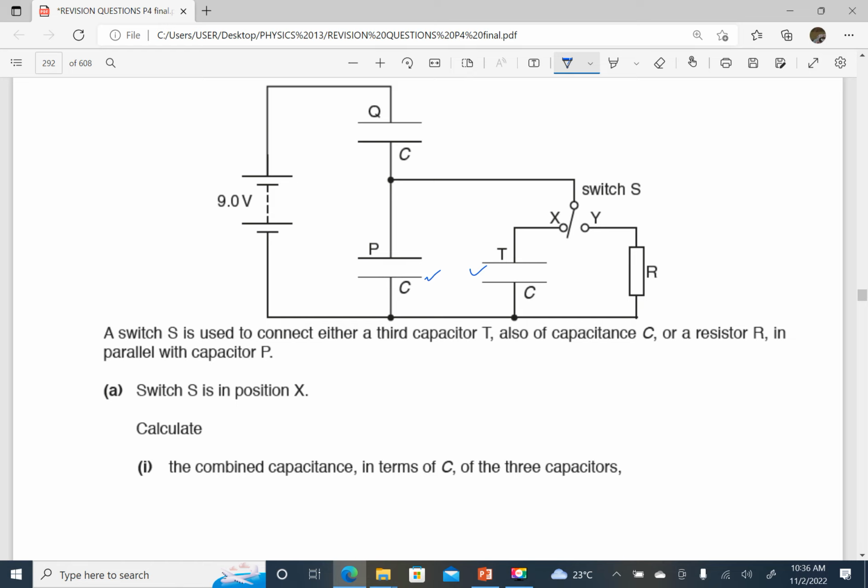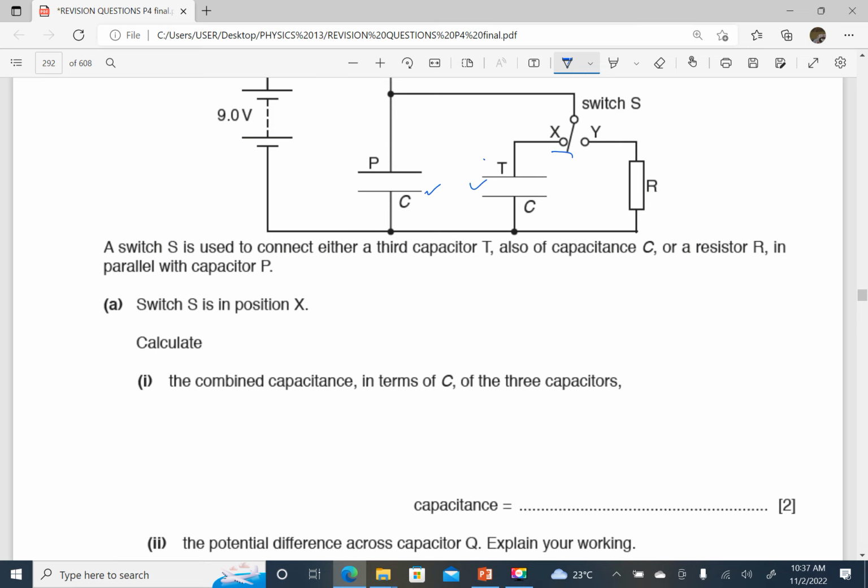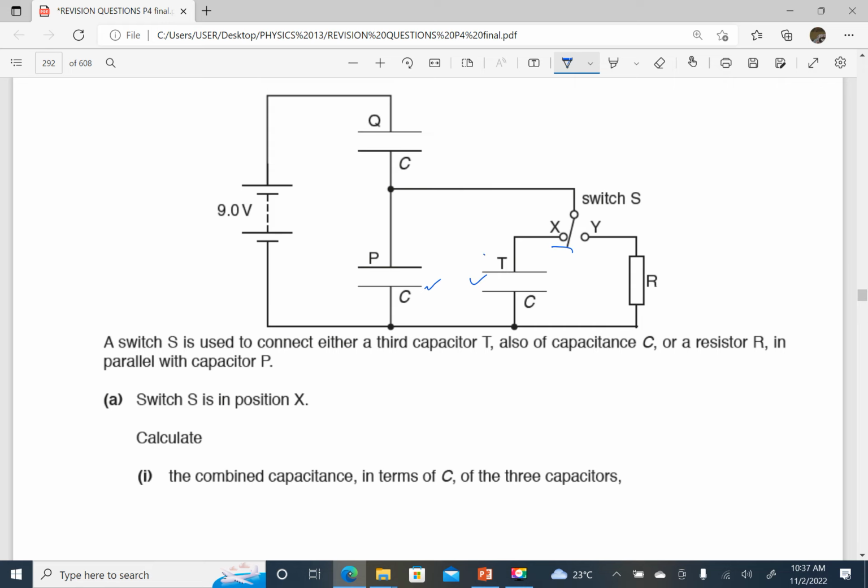Switch S is in position X. If the switch is in this position, calculate the combined capacitance in terms of C. If the switch is in this position, these two capacitors, T and P, are in parallel, so the total capacitance here is going to be twice C.